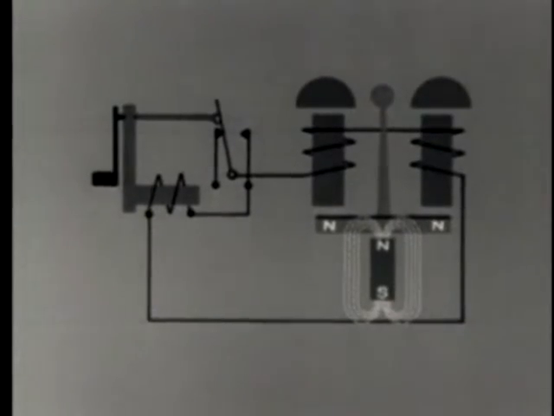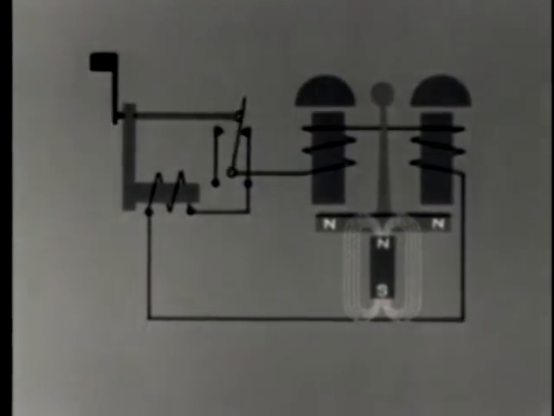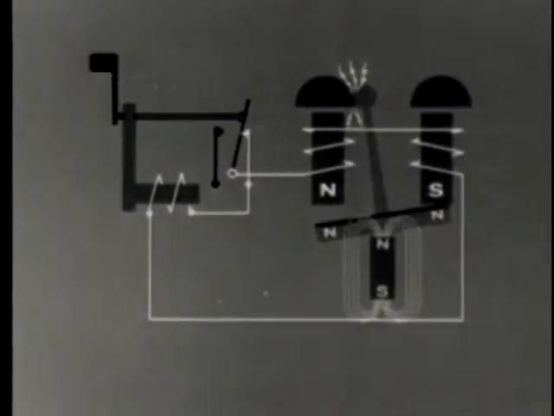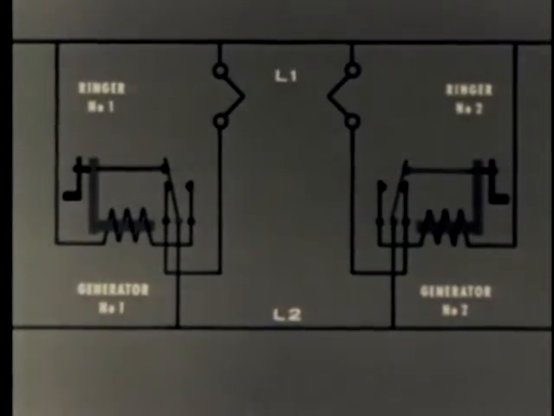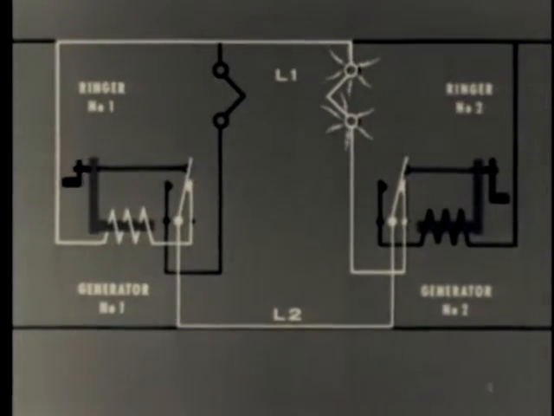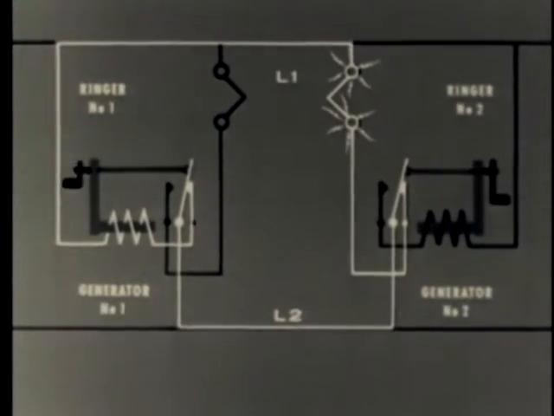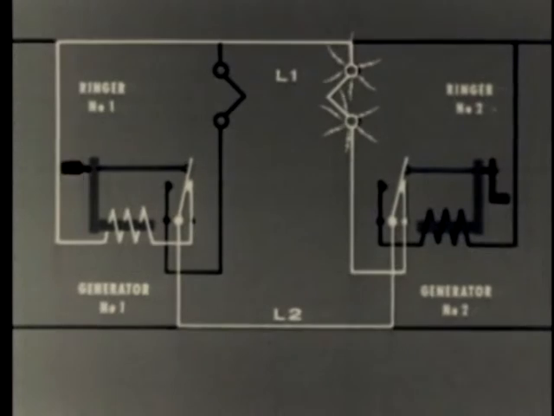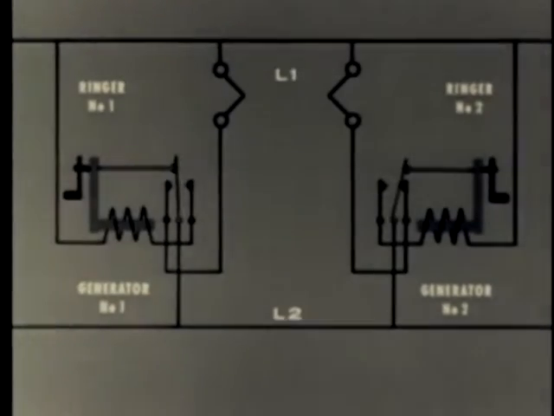A complete ringing circuit allows each station to call the other and provides a switch for disconnecting the ringer. As the generator is turned, the switch connected to the ringer is opened. This places the generator across the line. The same thing happens in the opposite direction.